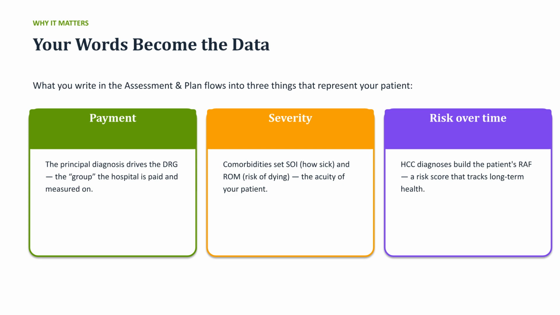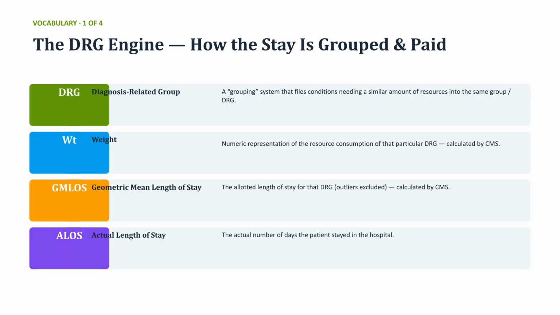Your documentation flows into three key areas that represent your patient: payment, which is driven by the principal diagnosis and DRG; severity, which is determined by comorbidities impacting illness and mortality risk; and long-term health tracking through risk scores. Accurate documentation ensures these data points correctly capture the acuity of your patients. Let's cover the DRG engine.